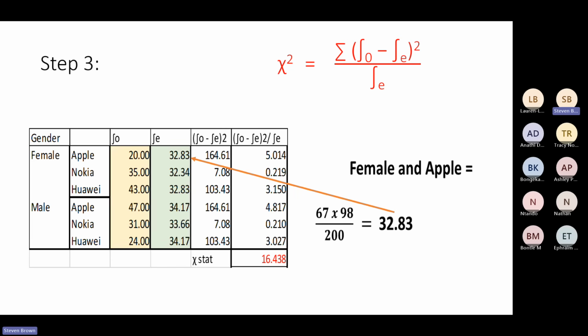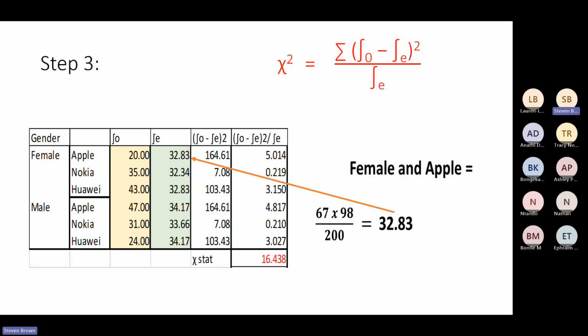This is what you found. You run those calcs all the way down, okay? They have to be different. So this one will be female and Nokia, this one will be female and Huawei, etc., taking the totals of female and the total for Apple, Nokia, and Huawei. Now you're going to take the total for male and the total for Apple, Nokia, and do the same calculation to get an FE. Once you've got that FE, now we can do the calculation.